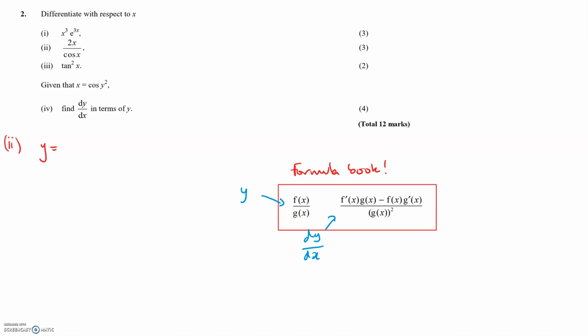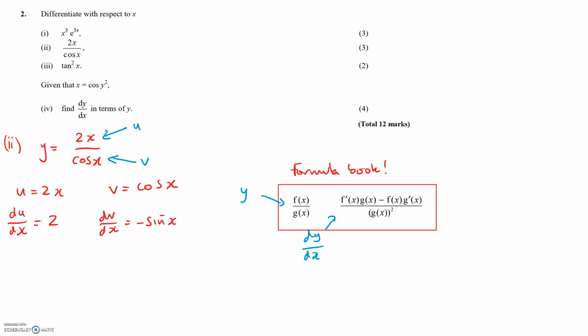So if I've got this, I'm going to call the top bit u, the bottom bit v. So u is this, and v is this. And again, I'm going to need to differentiate both of those, so I can use the formula. So du dx is 2, dv dx is minus sine x. Okay, putting that all together with the formula, this is where I do need to be careful. So this is a variation of the formula in the formula book.